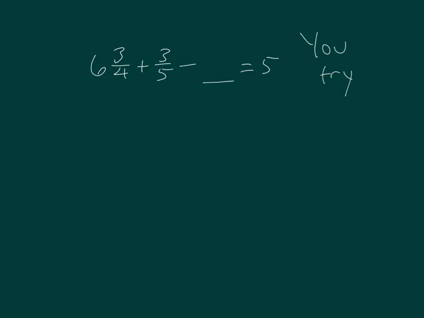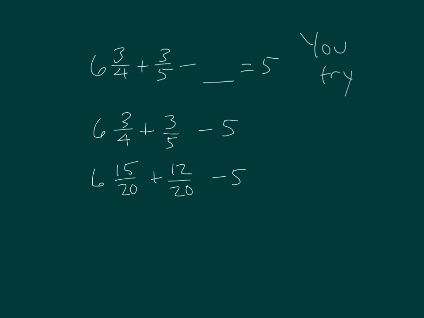Okay, it's your turn to try. Go ahead and solve this. I'll help you a little bit. Solve it using this here. 6 3/4 plus 6 3/5 minus 5. Sorry about that, misspoke. That's 6 and how many 20ths? 15/20 plus 12/20 minus 5. That's 6 and 27/20 minus 5, which equals 2 and 7/20.